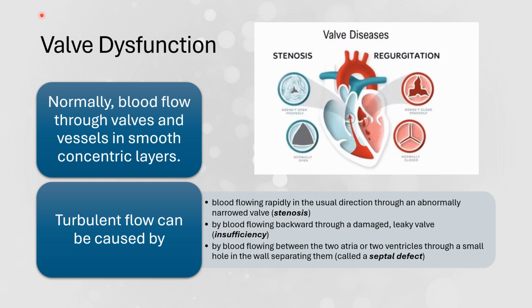That's stenosis. You can get blood that flows backwards through a leaky valve. That's called insufficiency. And then you can get blood flow between the two atria or two ventricles through a hole in the actual wall that separates them, the interventricular septum or muscle. And that's called a septal defect. And you're going to hear all of those as turbulent flow. So normally flowing blood is going to sound smooth. You're going to be able to hear the heart rate, but it's going to sound smooth. Turbulent flow is going to sound like an interruption.